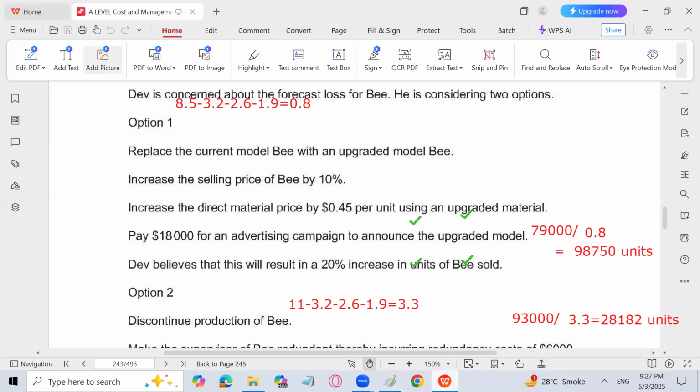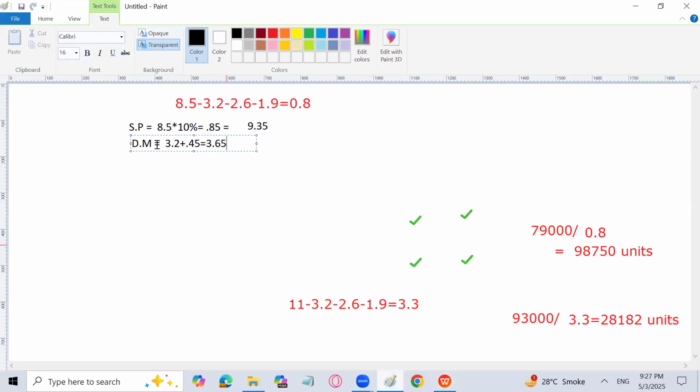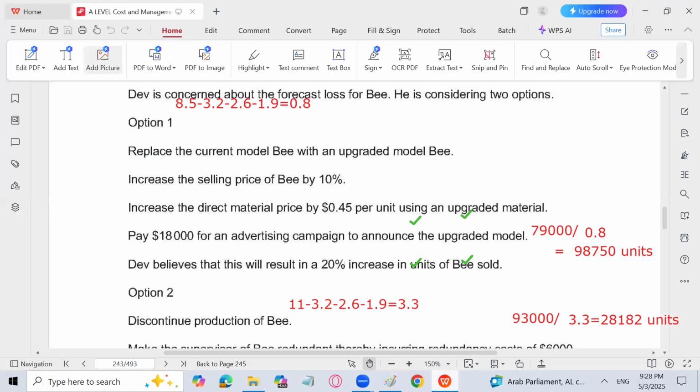Now we are going to have labor. Labor is going to be the same. There is no change in labor. Okay, then I will write the labor also, direct labor. Direct labor is going to be 2.6, and variable overhead actually, that will also be the same, that is 1.9, because there is no change in that. It is not given in the question also.